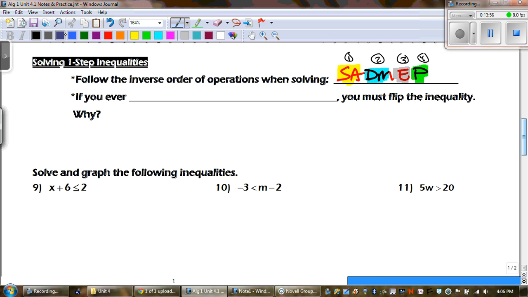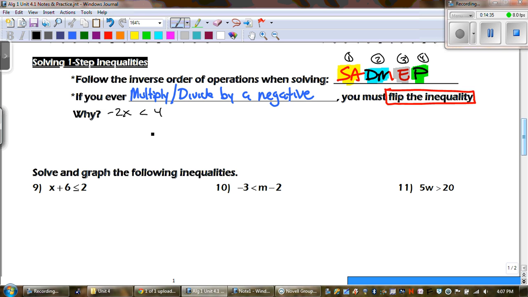And now this is the biggest thing right here, guys. You cannot forget this. If you ever multiply or divide by a negative, anytime, you must flip the inequality. You have to. It's a rule. Like, Mr. Grice, that rule's stupid. Okay, well, I'm going to prove you wrong right now. So let's take a look at this example right here.